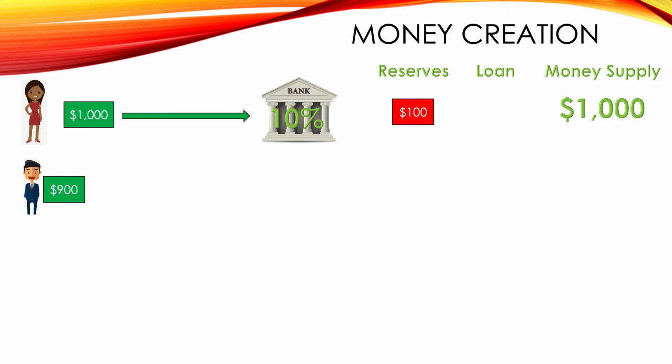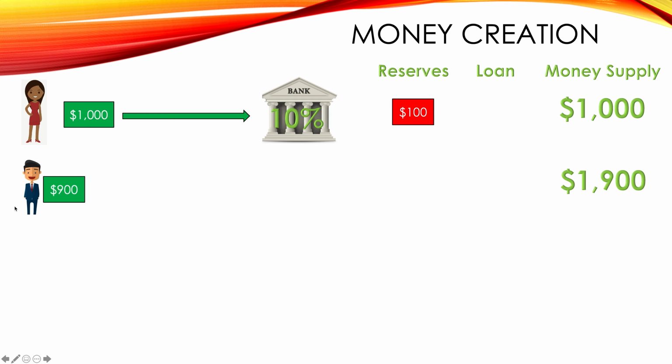Now, this guy has $900 to spend. So what's the total amount of the money supply now? Well, the total amount of the money supply would be $1,900, because she has $1,000 that she can spend, right? It's in her checking account. She can spend that if she wants to. And he just took a loan for $900, so he can spend $900.